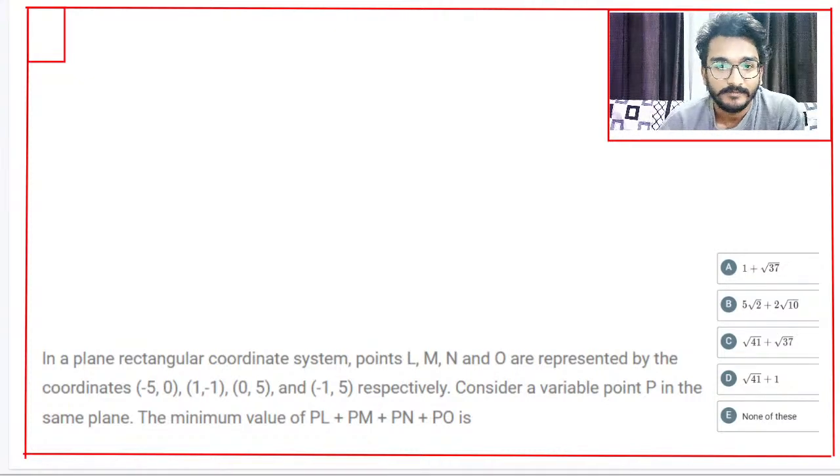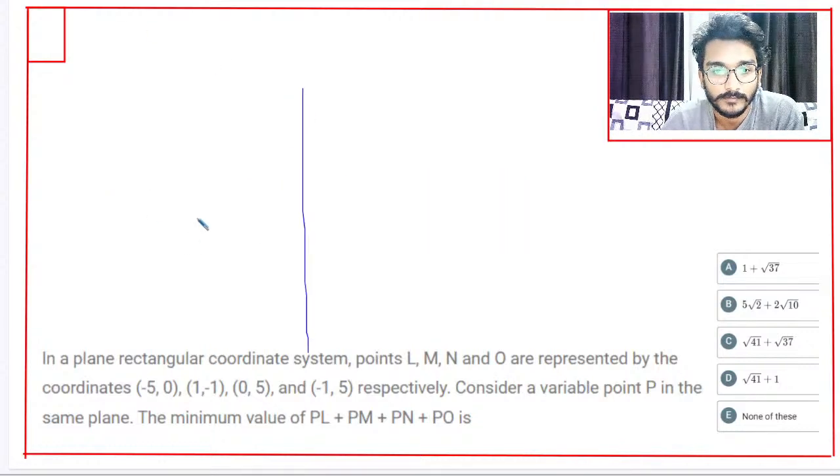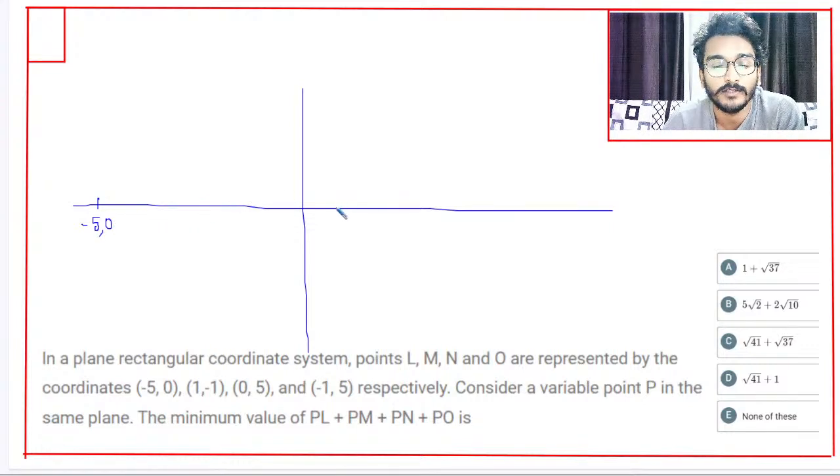Did you get stuck? So let's learn the new concept in this particular question. We have the coordinates. Let me make a rough sketch. So there is minus 5 comma 0. Let's suppose something here, minus 5 comma 0. There is 1 comma minus 1 in the fourth quadrant, somewhat, let's say here. So this is L, this is M.